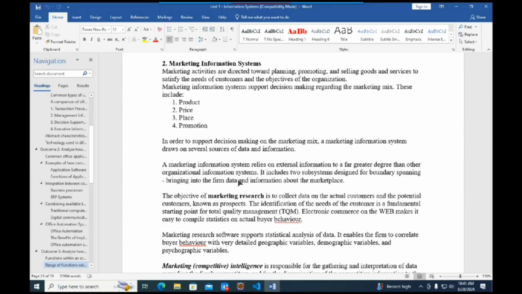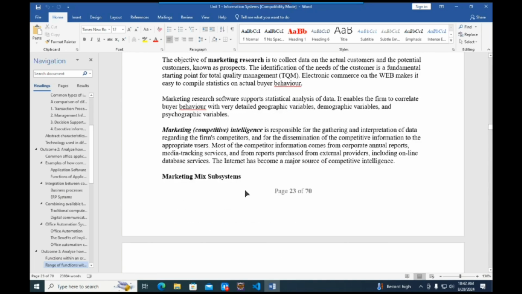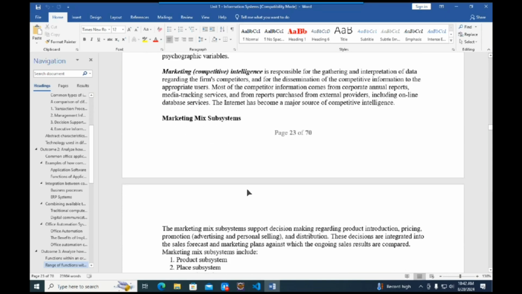Now, what is the objective of marketing research? When we are doing marketing research, we want to collect data on the real customers that we have out there, and even the potential customers. We call them prospect customers. We need to collect the data. We need to know what they need. We need to know how the market is out there. That is why we have marketing research.